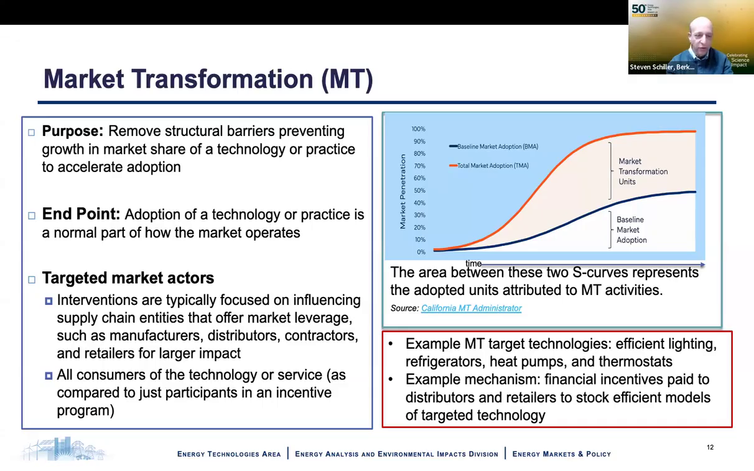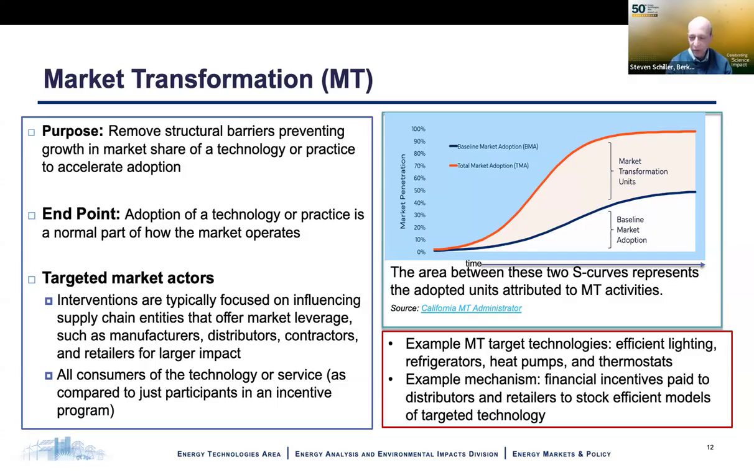And so these interventions that you can do tend to be focused at the supply chain. You can work with the consumers, but there's more of a tendency to work with manufacturers, distributors, contractors for a larger impact. And if you do work with the consumers, you're not just looking at the participants, you're looking at everybody, whether they're currently participating in a specific program or not.